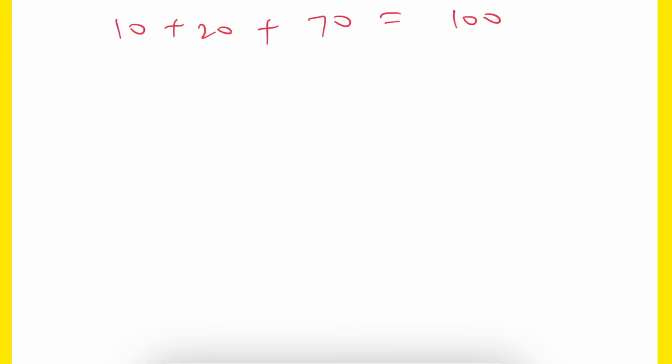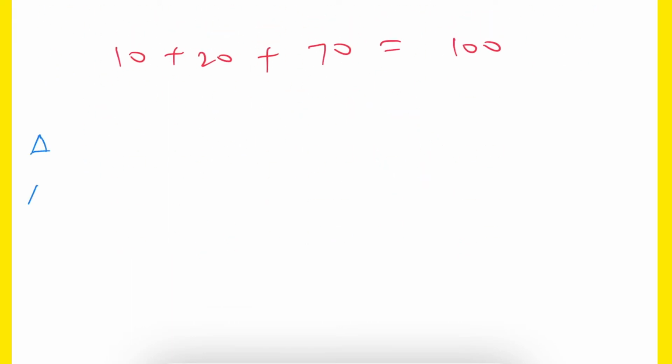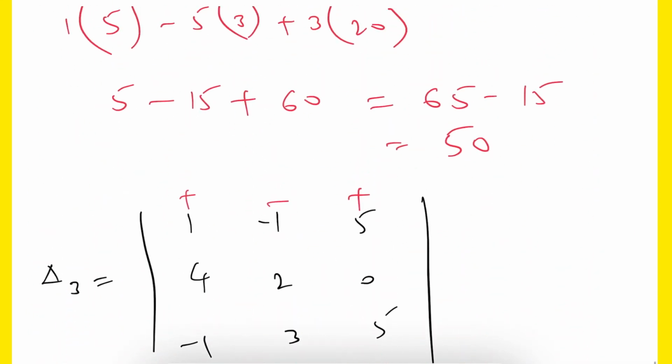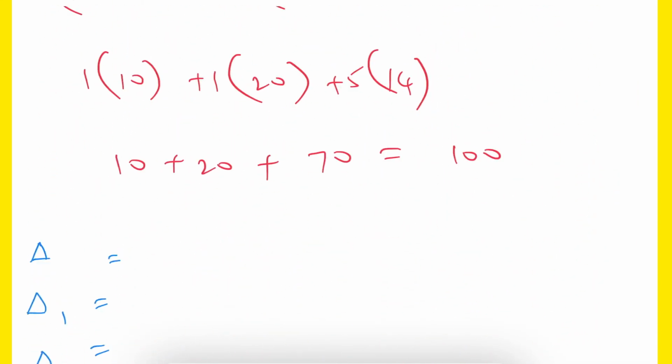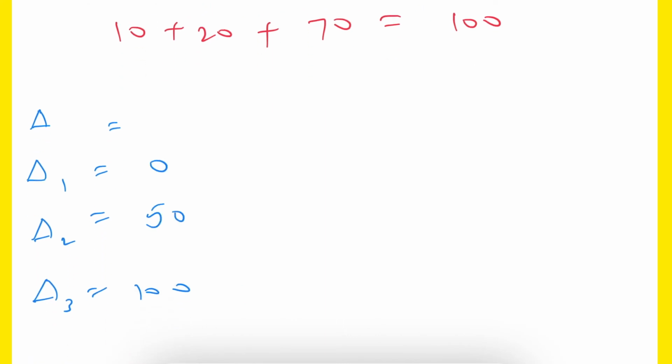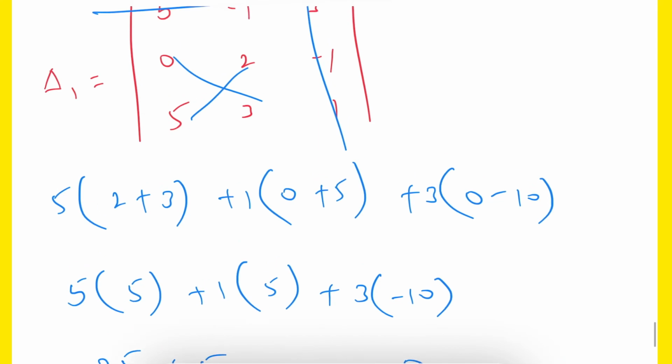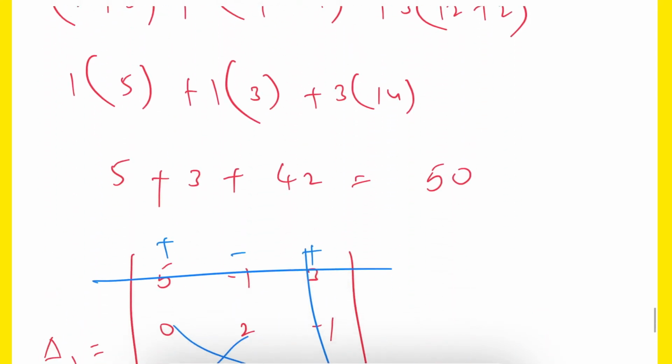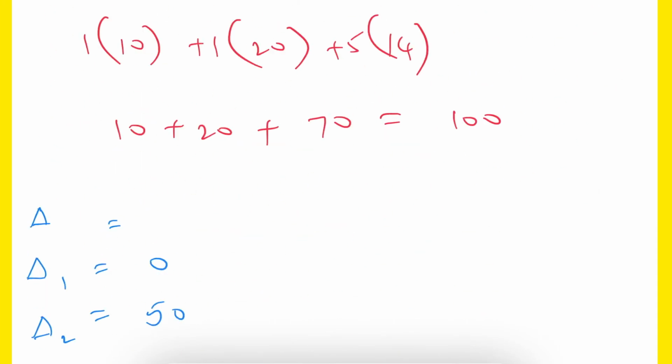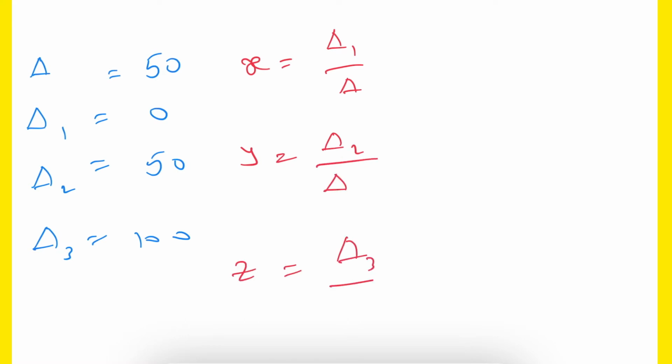Okay, let me write all the delta values whatever we got together. So delta 1 value, delta 2 value and delta 3 value. So delta 3 value, this is the last one, that is 100, and delta 2 is 50, and delta 1 is 0. Then what is the delta value? The first step we got that one. Delta value is also 50 again. Okay, now we need to find out the x, y, z values. So x is nothing but delta 1 by delta, y is nothing but delta 2 by delta, and z is nothing but delta 3 by delta.